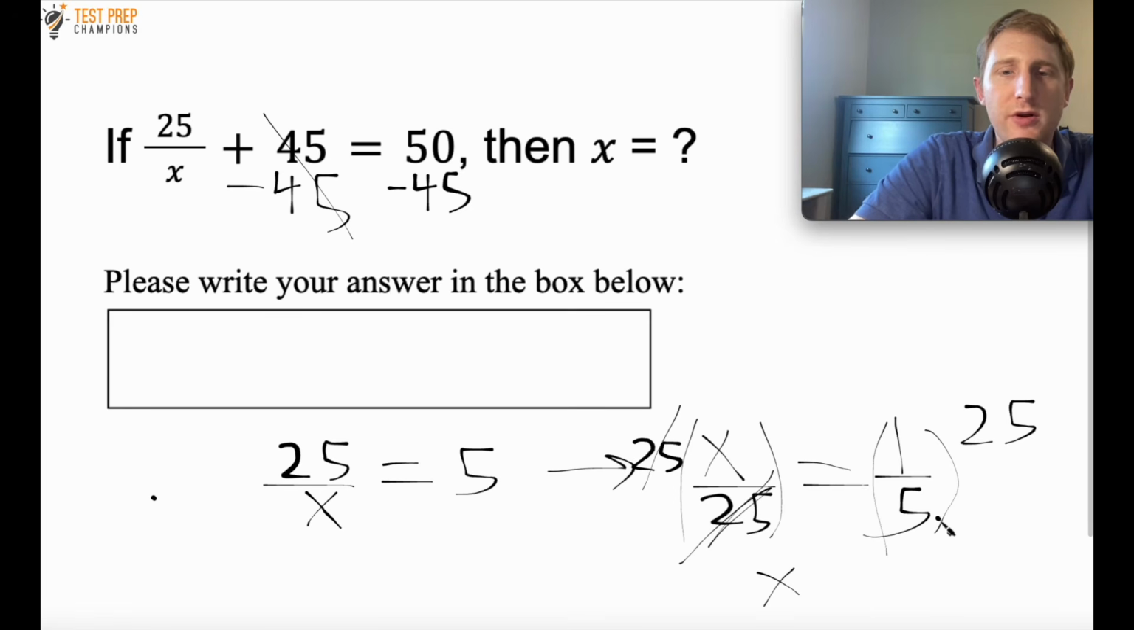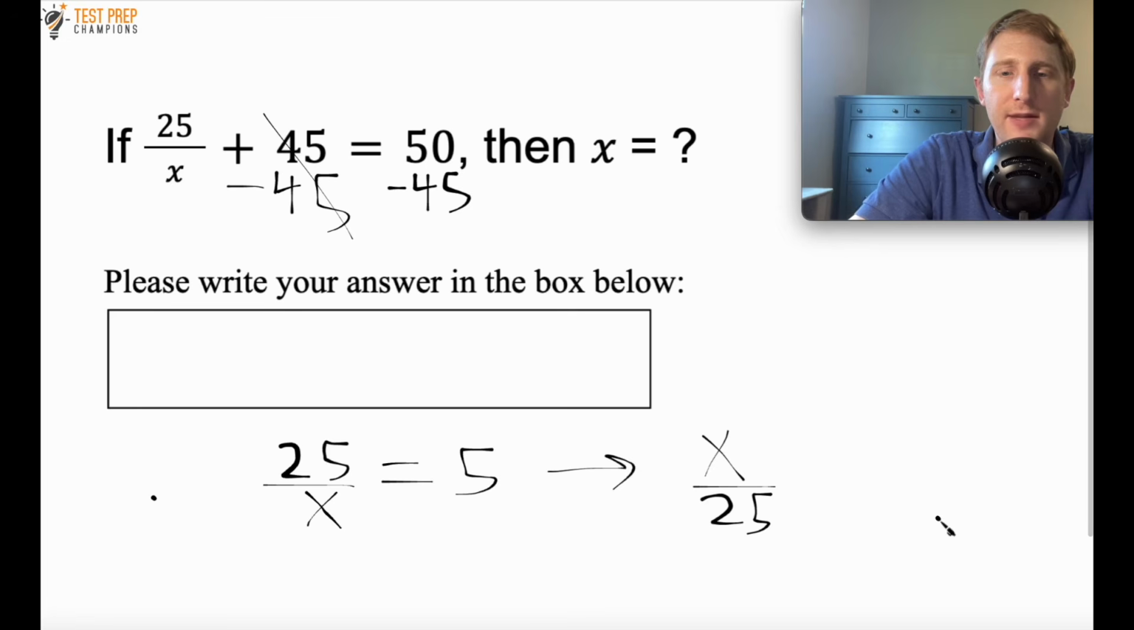So those are just two different ways to think about this, and at the end of the day, you have to think about it whichever way you think is going to be easiest for you. A scenario like this, 25 over x equals 5, can be a little bit tricky, but hopefully this makes sense now. And the answer here, however you look at it, is 5.